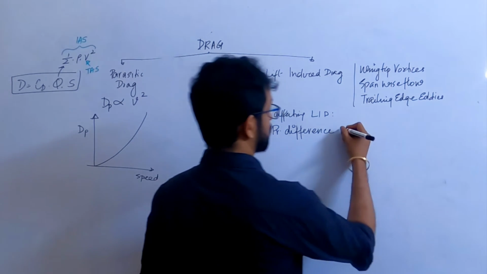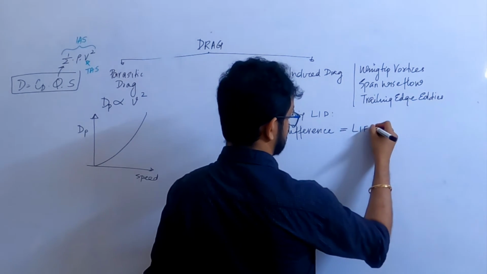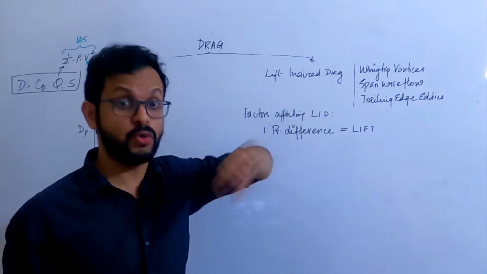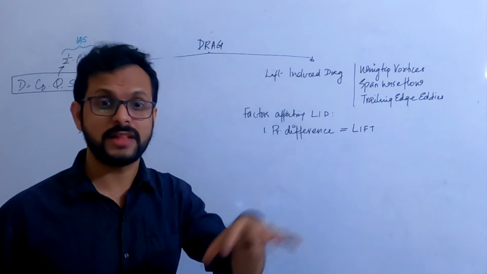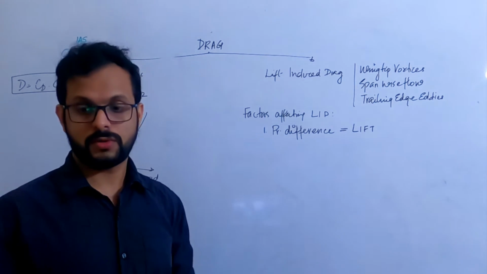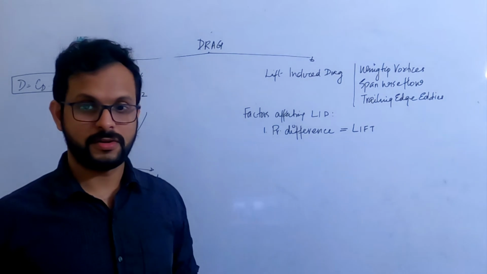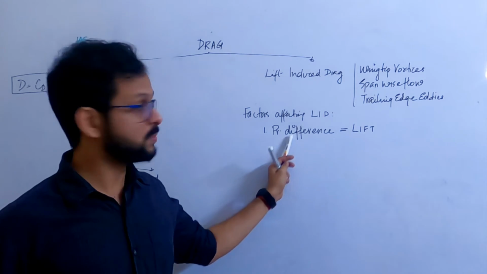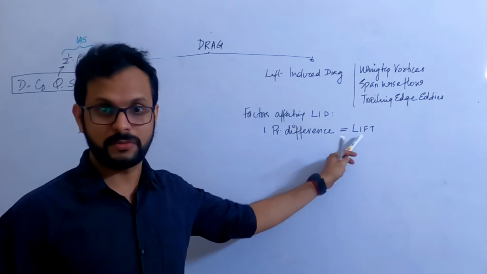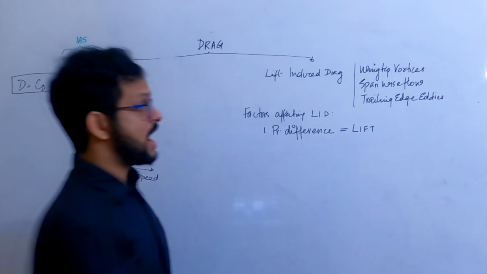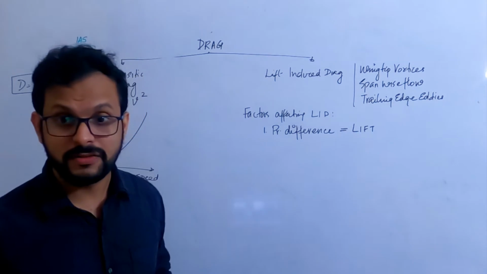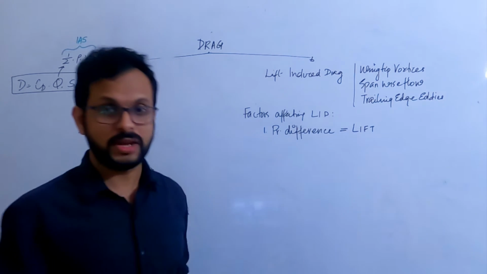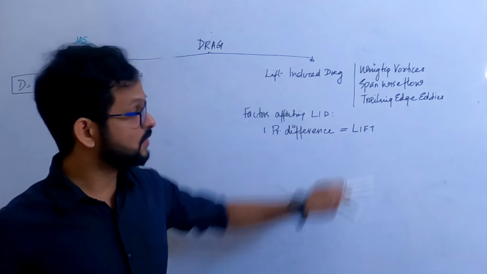So what is this pressure difference called? It's called lift. So when you say that something is dependent on lift, you can also say that the same thing is dependent on something else also. So what is the meaning of lift induced drag depending on pressure difference? It means lift induced drag is depending on lift, because pressure difference is lift. What is the meaning of that? Higher the lift, higher the lift induced drag. So if you can say that lift induced drag depends on lift, you can also say that lift induced drag depends on something else, which is equal to lift.